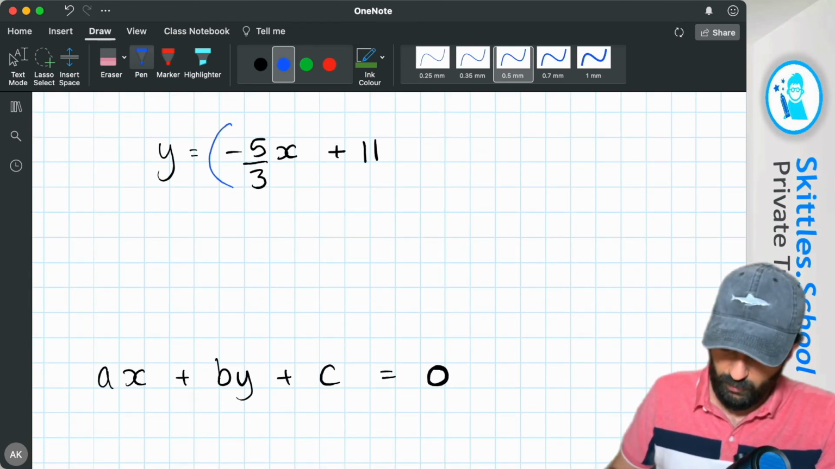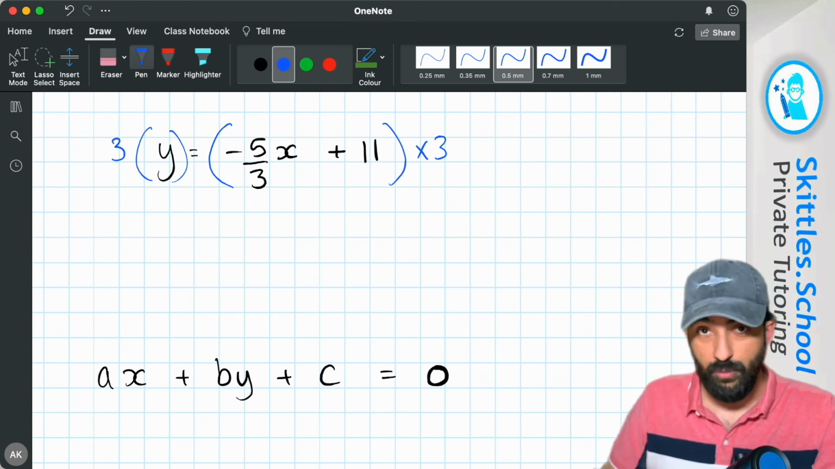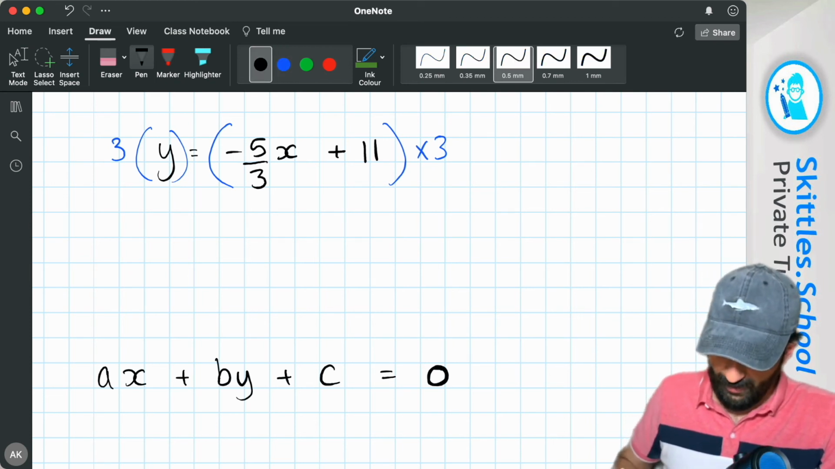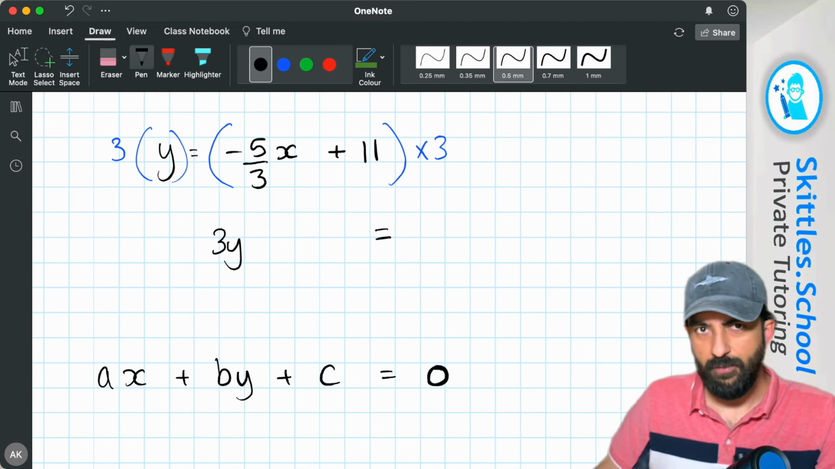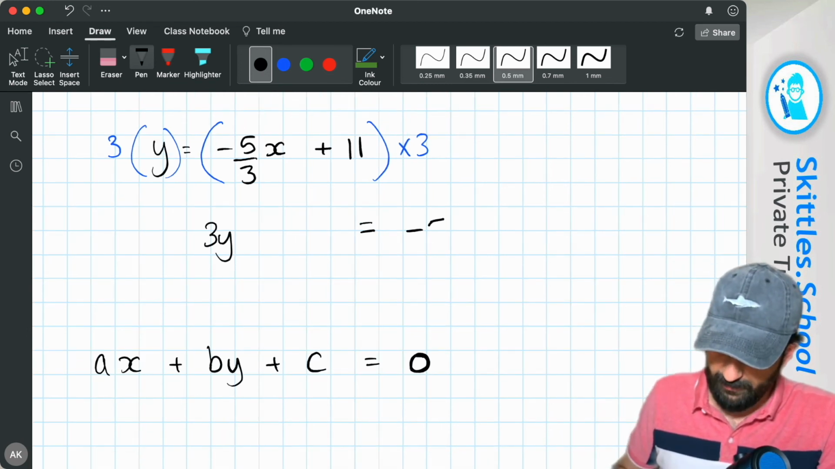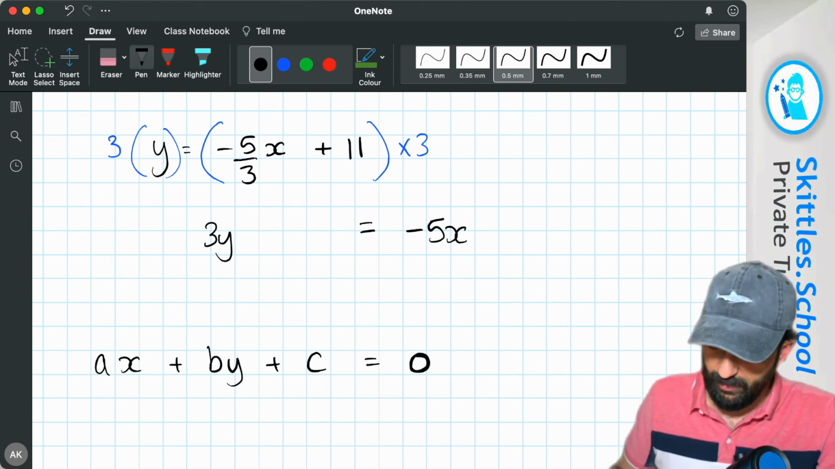So what we can do is we can multiply everything by 3, because that will get rid of the 3 underneath the fraction. So what are we left with? We're left with 3y equals minus 5 over 3x times 3 is just minus 5x, and plus 11 times 3 is plus 33.